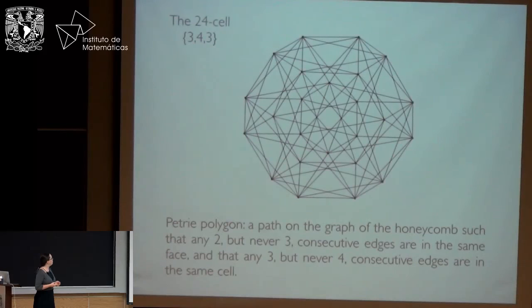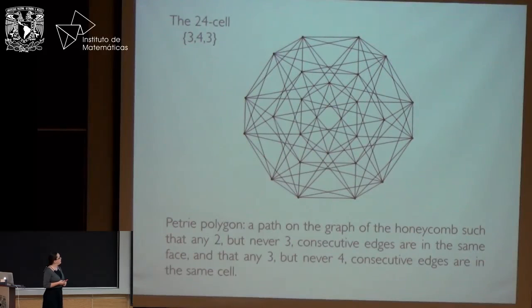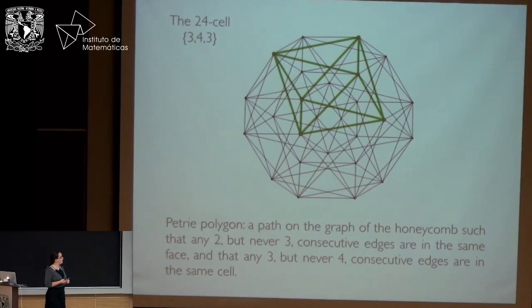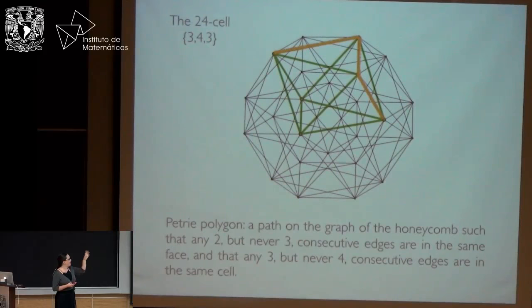Now, another example in the 24 cell. So I start with an octahedron there. And I take 2 edges that belong to one face. So then the 3rd one has to change faces within the same cell. So I change faces within the same cell. And then the next one has to change cells. So I have to see the last 2 edges are there on a triangle. So I have to see which other cell has that triangle.